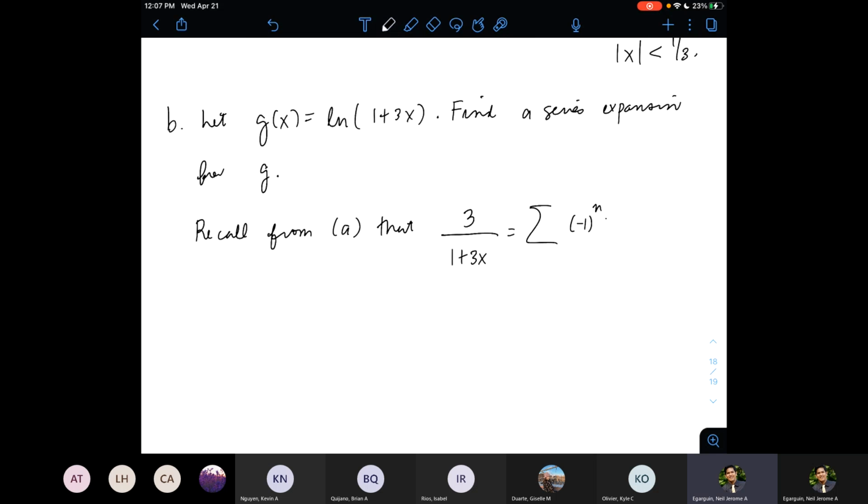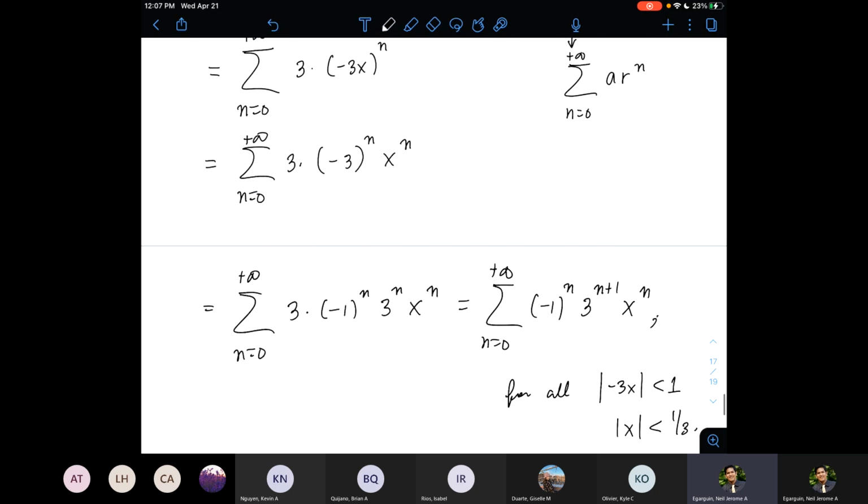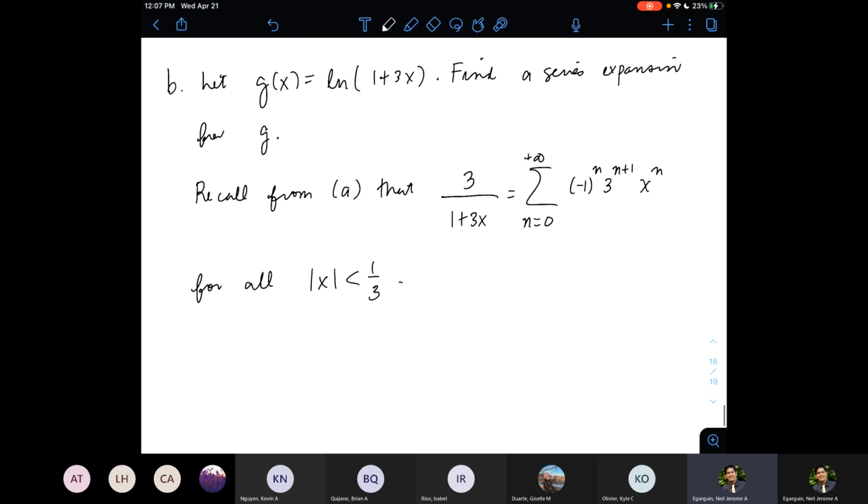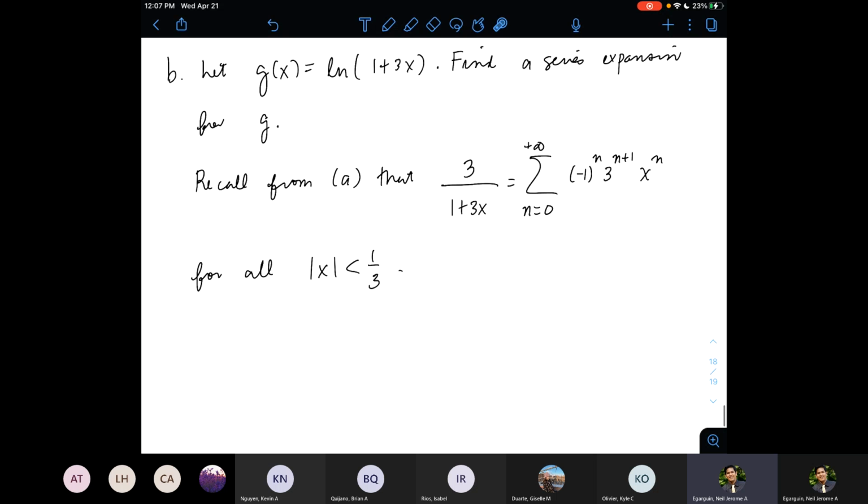negative 1 to the power n, 3 to the power n plus 1, x to the power n, and n goes from 0 to infinity for all x's whose magnitude is less than 1/3. So I need to find a relationship between this and this guy so that I know what to do with the series expansion to obtain a new series representation for the function g. So I have here a rational function and I have an ln. And remember that they are related via integration.